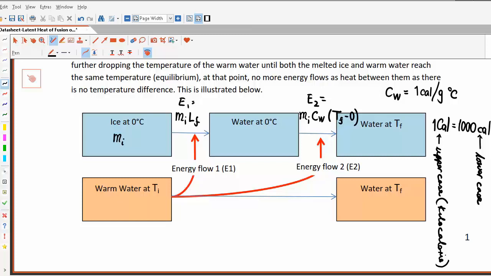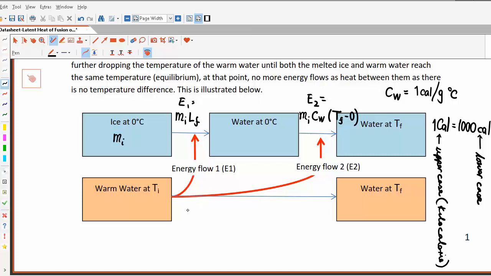The sum of E1 and E2 is the total energy absorbed by the ice as it melts and warms to the final equilibrium temperature, from that total energy absorbed from the warm water. As the warm water gives energy to the ice, it cools to the equilibrium temperature.